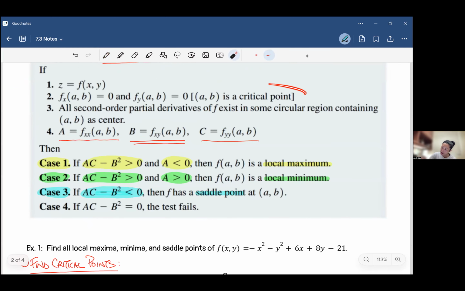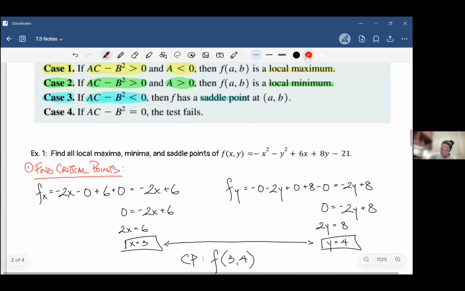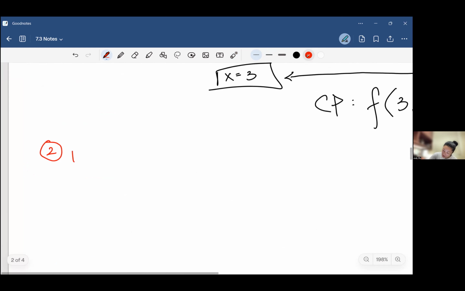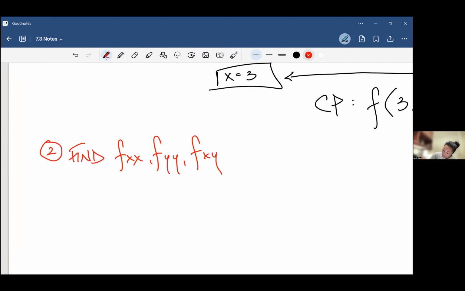Okay. Now that we found our critical point, let's see what we do next. All right, so we found a critical point, and now we have to find our second partials, and we're going to plug them into the equation and figure out, is it a maximum, a minimum, or a saddle point? Okay, and the equation I'm talking about is AC minus B squared. So I'm going to go ahead and find the second partials. All right, let's write: find fxx, fyy, and fxy.